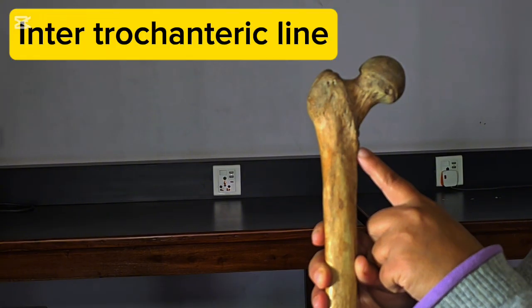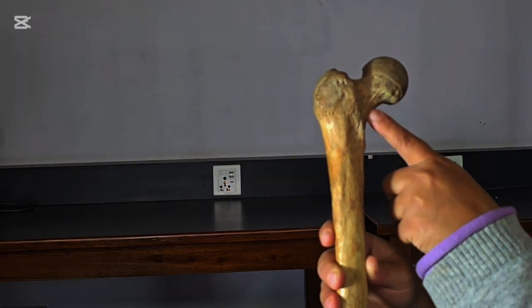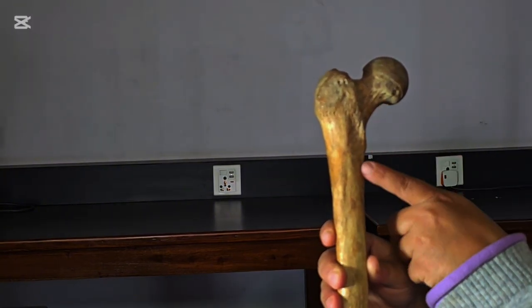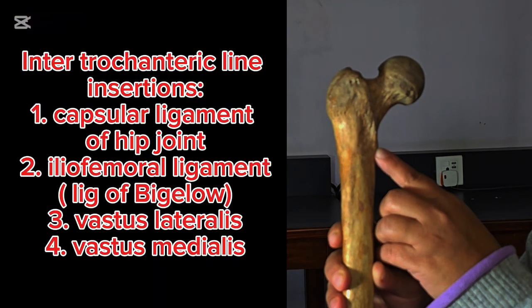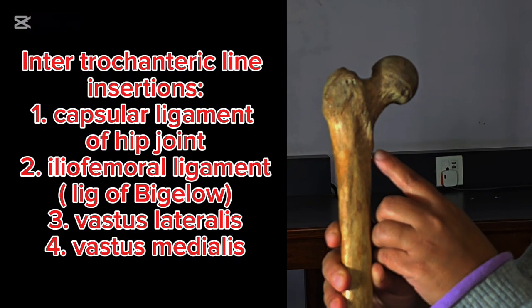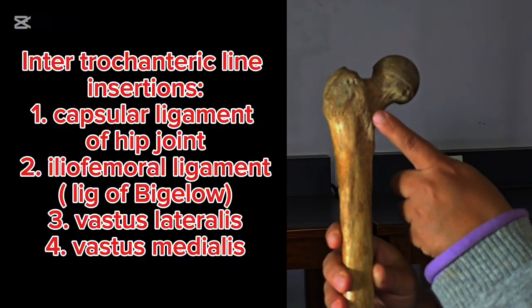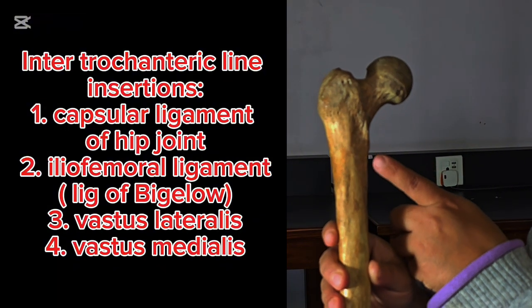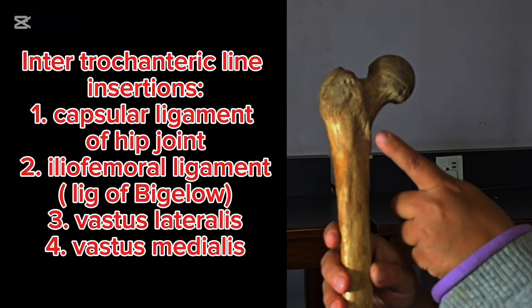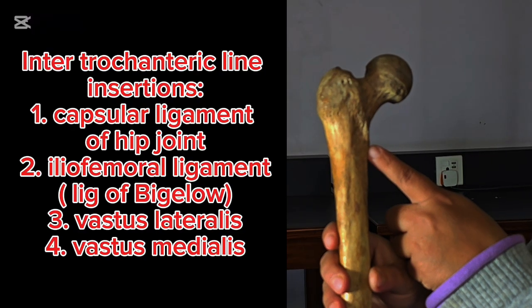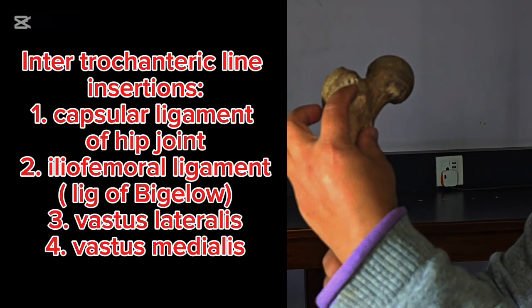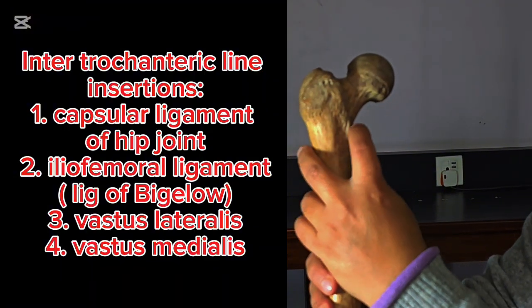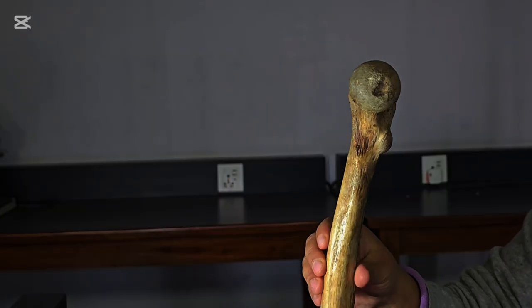Intertrochanteric line. Intertrochanteric line is present at neck-shaft junction in the anterior part, and it receives two insertions from ligament and two insertions from the muscles. The first is the capsular ligament, and the second one is the strongest ligament in our body, iliofemoral ligament, which is also known as ligament of Bigelow. And it receives two muscle insertions from vastus lateralis and vastus medialis.